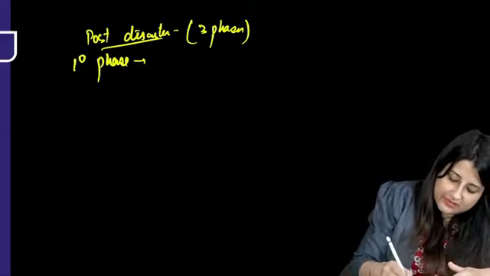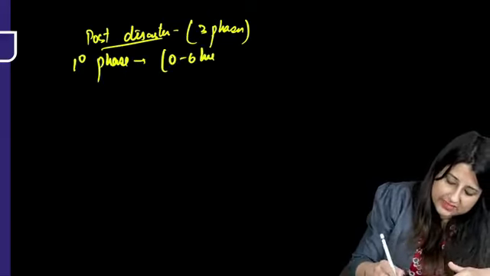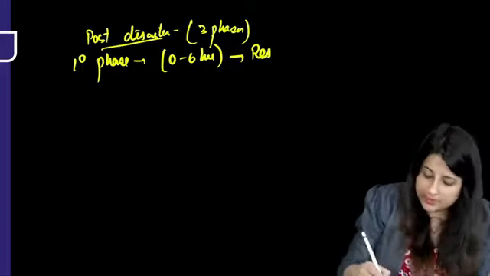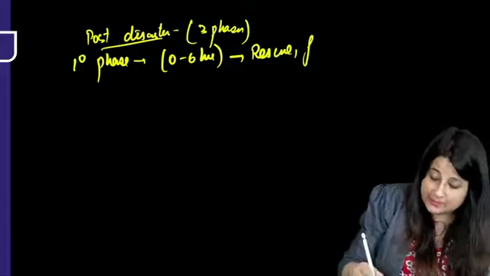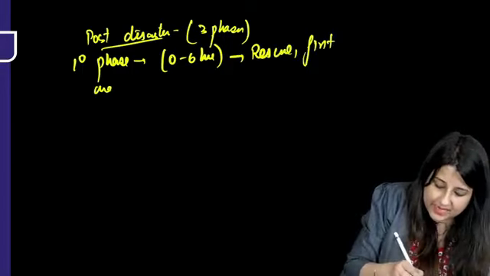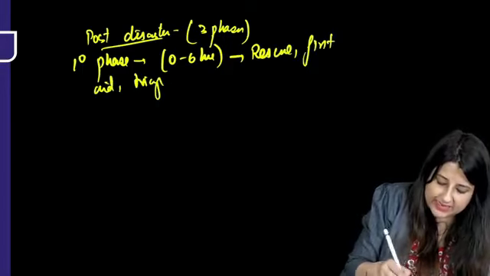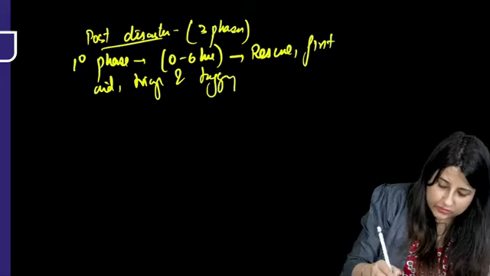Primary phase. Primary phase lasts from 0 to 6 hours, where the first thing, before you do a triage, you need to rescue people. Rescue karna hai, provide first aid, and then we are doing a triage and tagging. I'll tell you what is triage also once again.